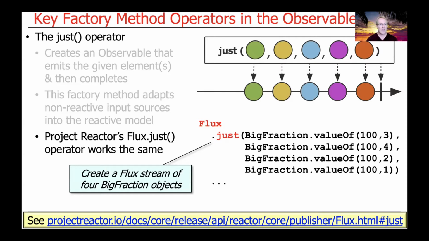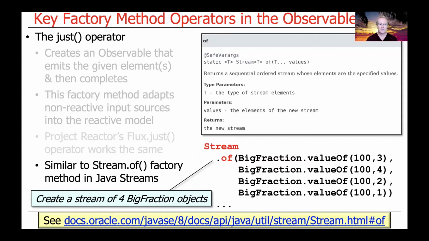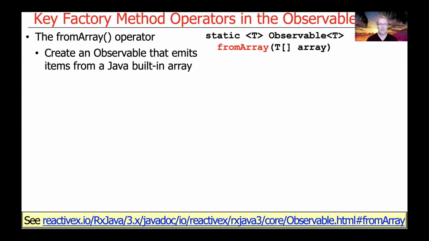Project Reactor has a Flux just operator that works the same as RxJava's observable just operator. Here's another example that we'll look at when we take a look at fluxes, where we show how to create a flux stream using 4 big fraction objects with the Flux just operator. Both these operators are very similar to the stream of factory method in Java streams, where this example illustrates how you can use stream of to create a stream of 4 big fraction objects.